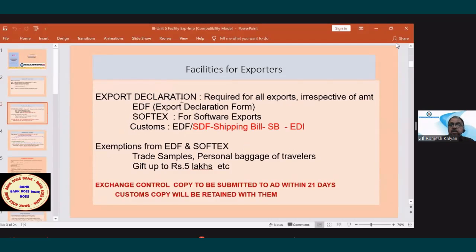And this is the export declaration form. Now that earlier form is not there, now everything is EDA. So the chain will be asked. That is for you to understand, so any questions you will be able to answer.